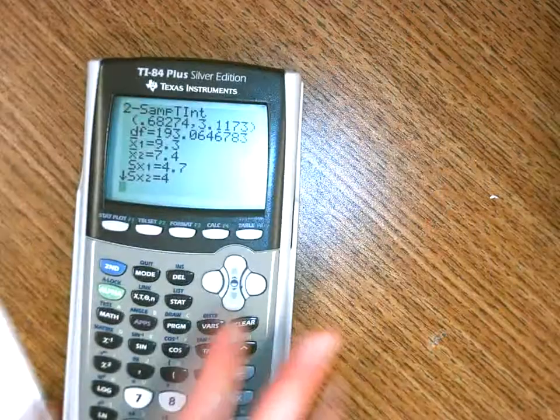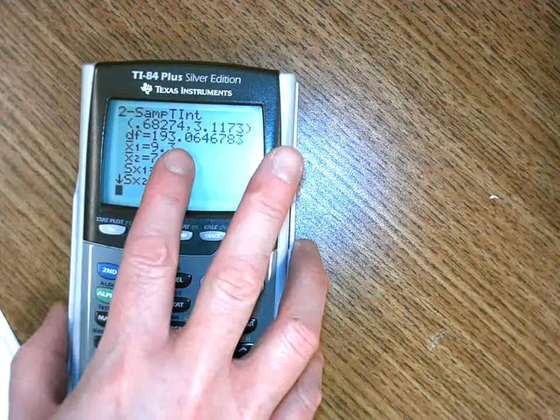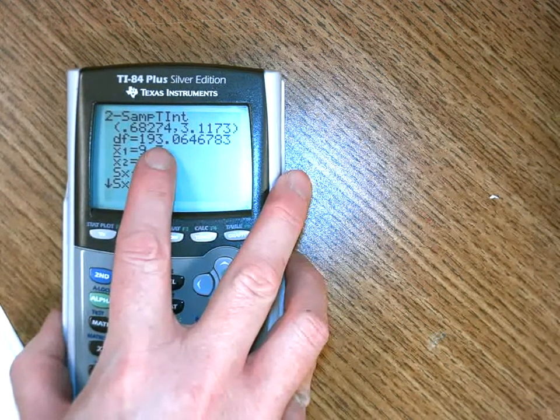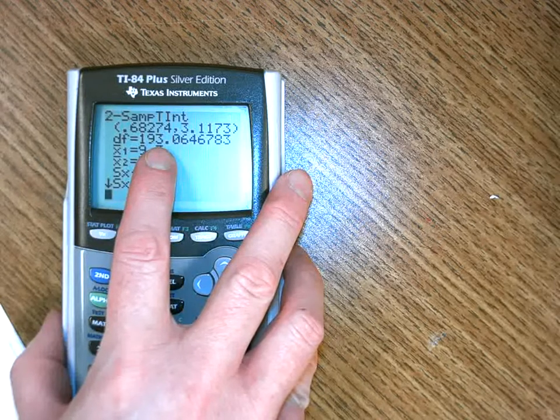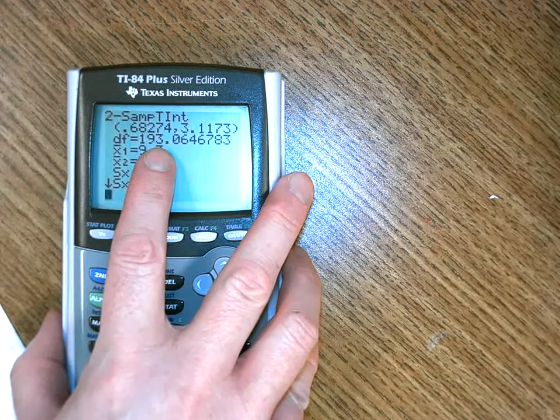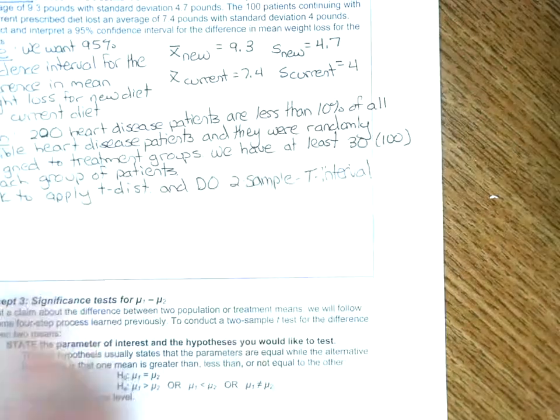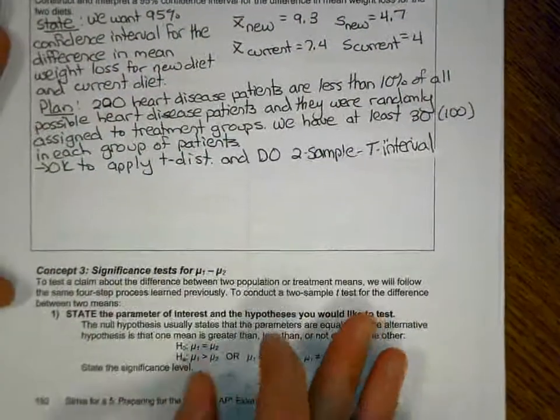And look, see that second thing they gave you? I told you they'd give you degrees of freedom. What's T-star though if your degrees of freedom is so big? You could just say it's the same as your Z-star. Or if you're not sure, just write what the degrees of freedom is. They'll probably get just overlooked. Our luck. So, 2 sample t-interval.